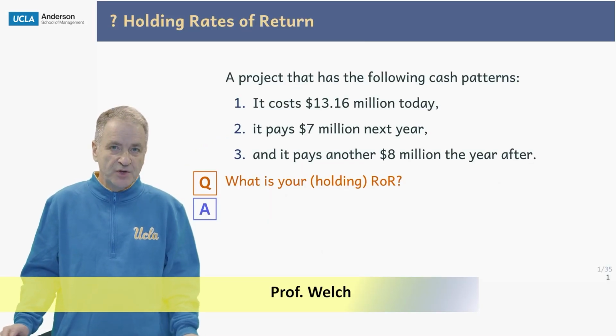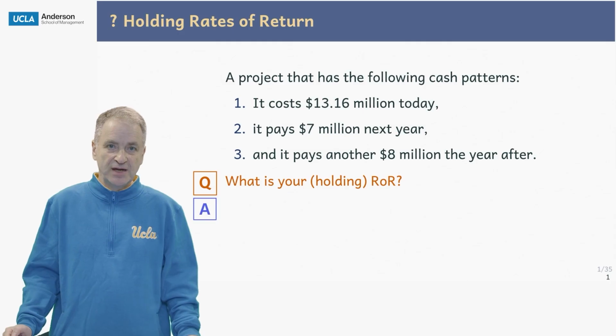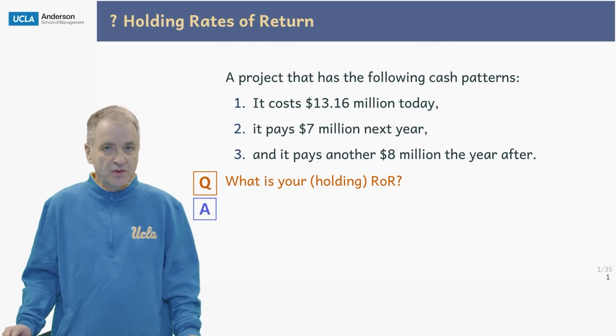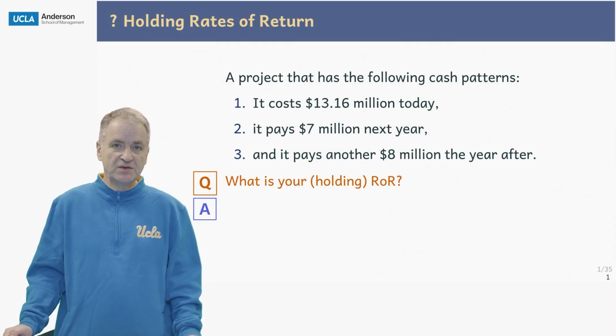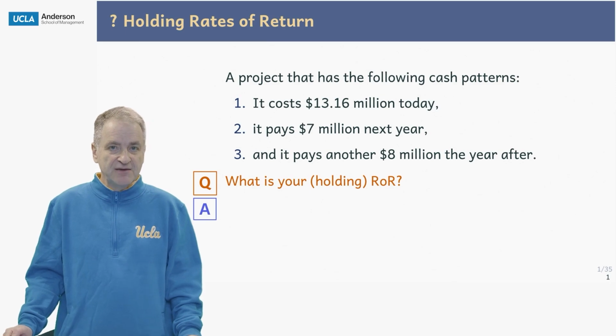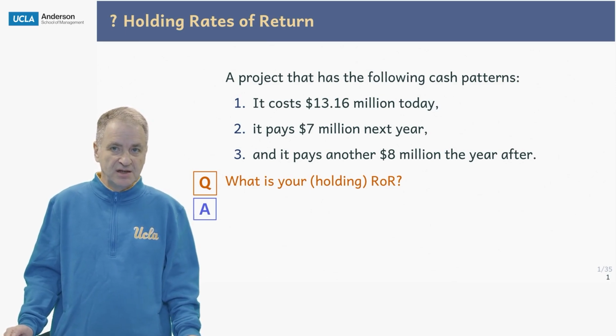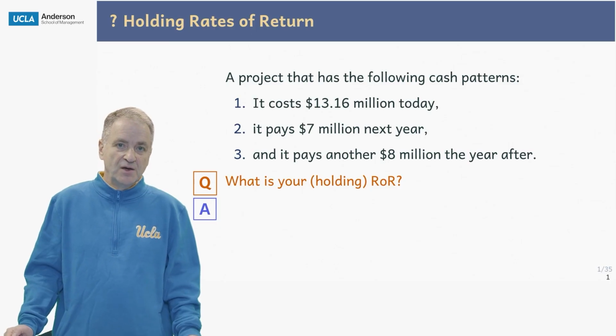Welcome back. In the previous video, we finished the basics of net present value as a capital budgeting formula. In this video, let's start with a brain teaser. Our project has the following cash flow pattern. It costs $13.16 million today. It pays $7 million next year, and it pays another $8 million the year after. What is your holding rate of return?